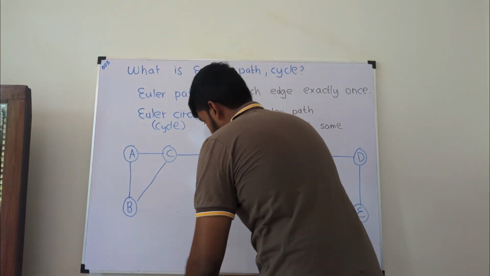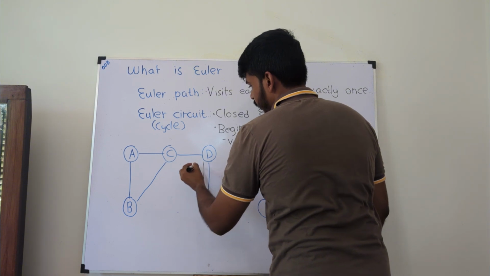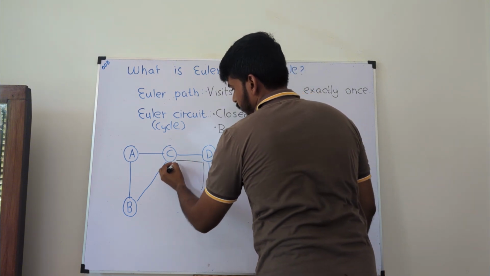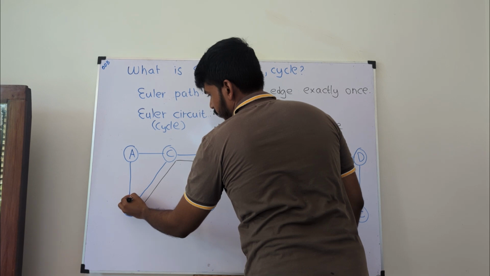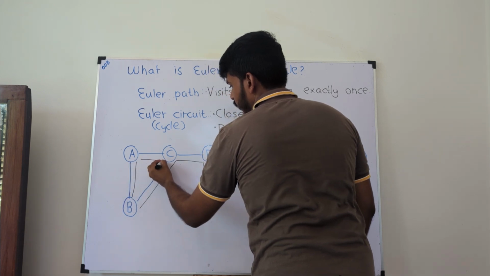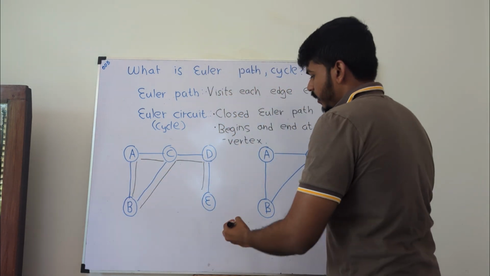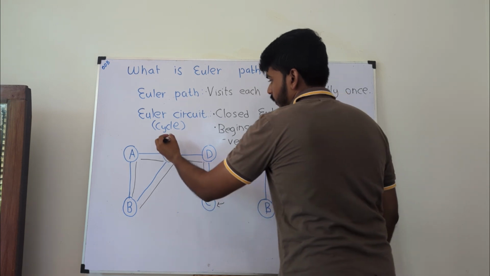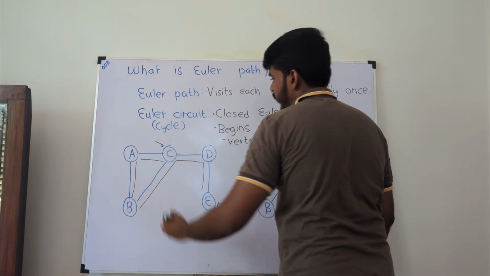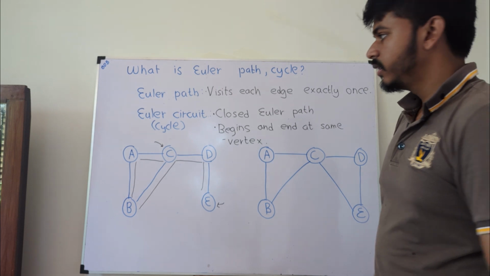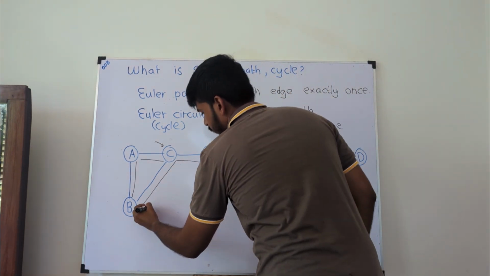Let's see this example. In this left graph I'm going to first start at E, then go to D, then go to C, then go to B, then go to A, then go to C. Here I have started at E and ended at the C vertex. This is going to be an Euler path.